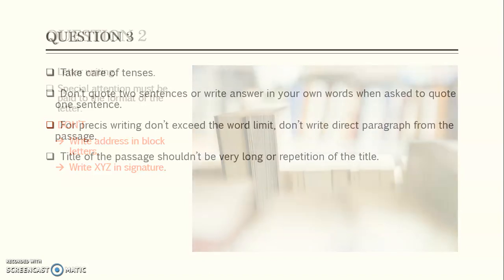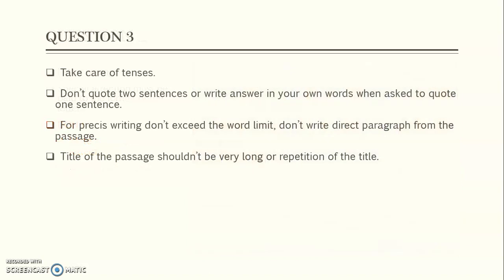Now coming to question number 3. Question number 3 is a comprehension question. Read the passage properly. The 15 minutes given to you at the beginning of the paper before you start the exam, try to read the passage at that time also. In that way, next time you can read the passage again and get a clear understanding of what the passage is saying.